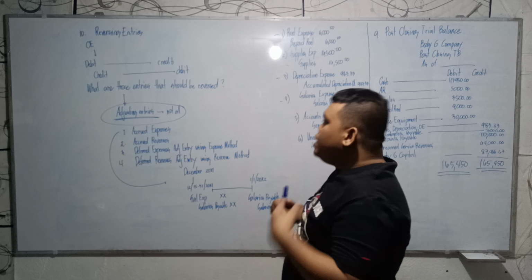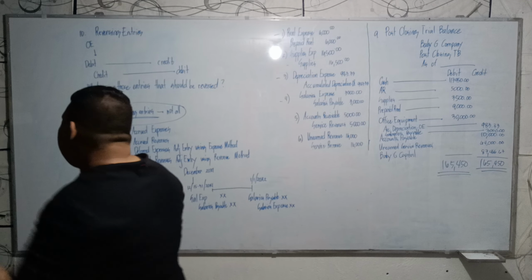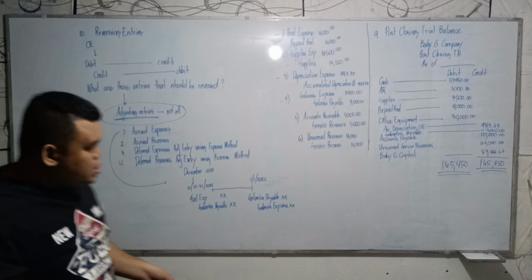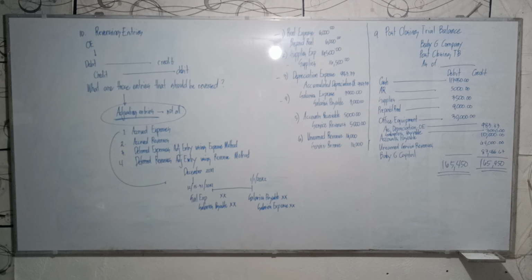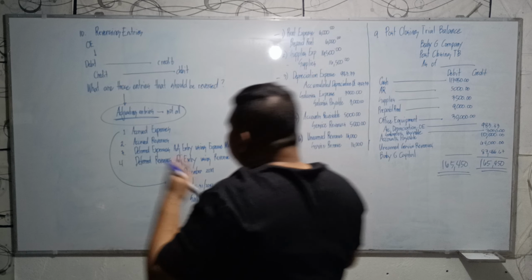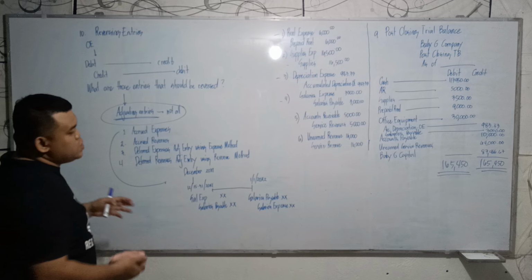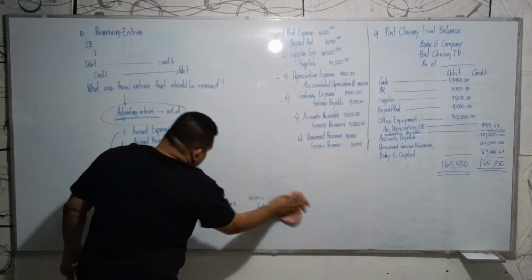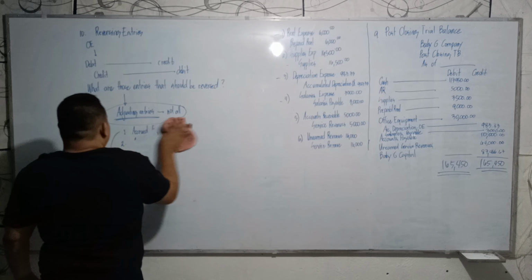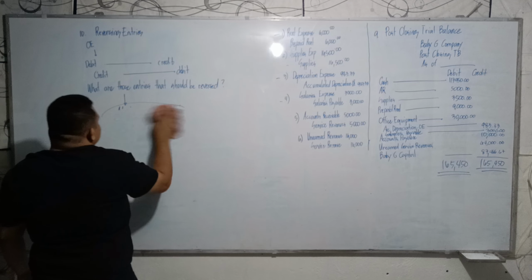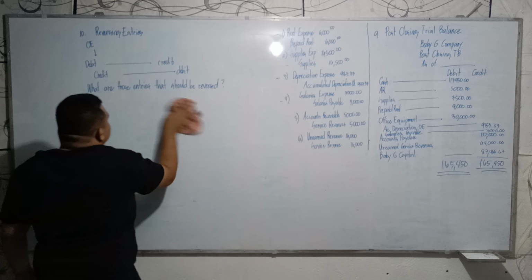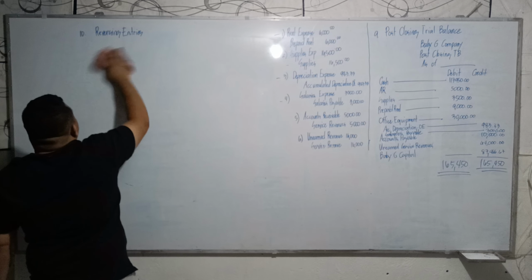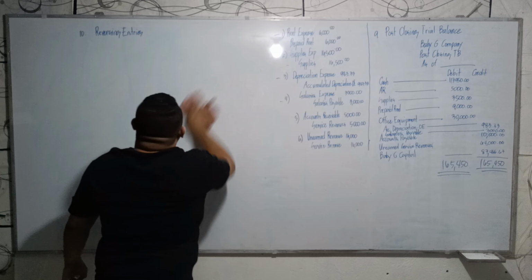Okay? So, the next question is, why do we make reversing entries? So, that's the question. Okay? So, we make these reversing entries. It would be easier if we have some illustrations. Again, as of this point, we have answered what entries should be reversed, how reversing entries should be done, and when reversing entries should be made. So now, let's answer why.